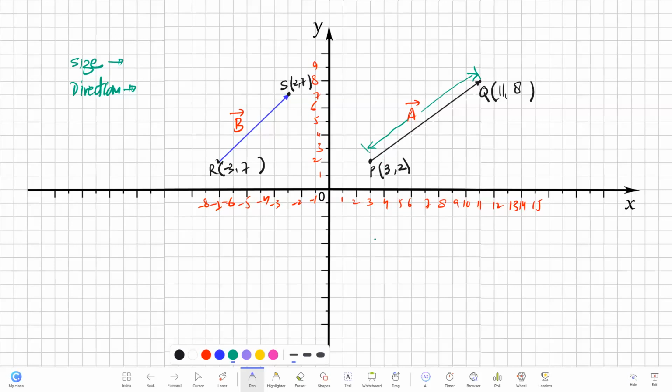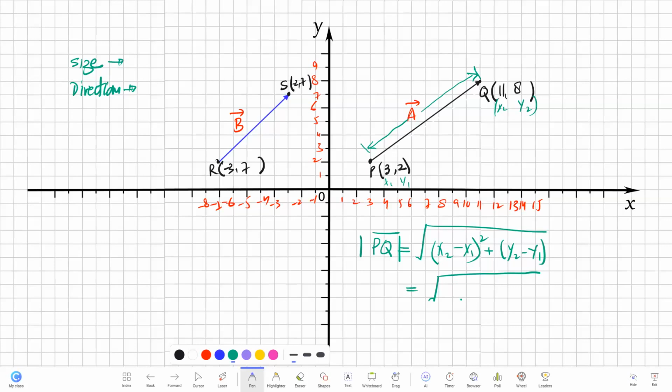So the formula is, I'm going to say the size of PQ is equal to the square root of x2 minus x1 squared plus y2 minus y1 squared. So this is x1, this is y1, this is x2, this is y2. I'm going to substitute the values real quick. And I'm going to put this sign. This sign means I only care about value, not the sign. I don't care about the minus sign or plus sign. I only care about the positive part of this vector.